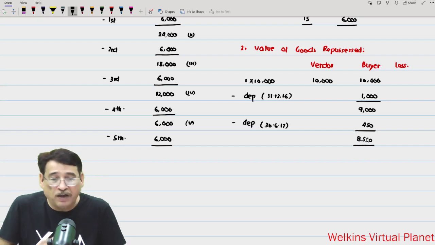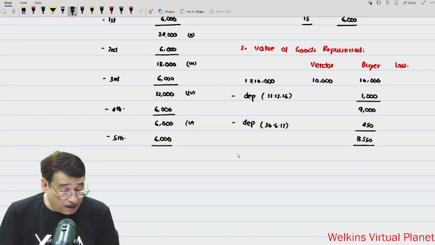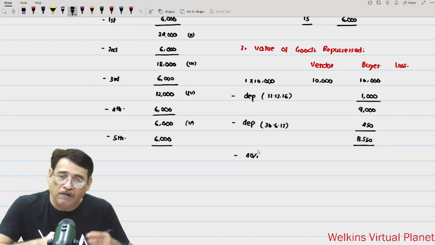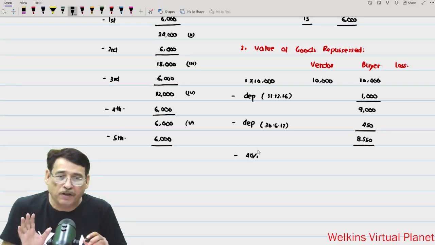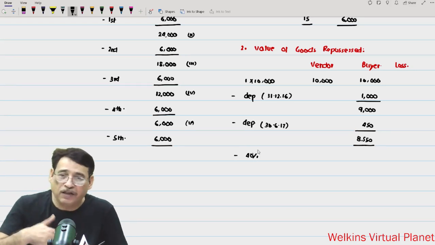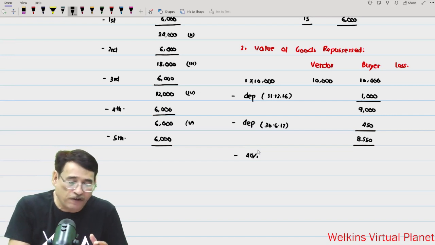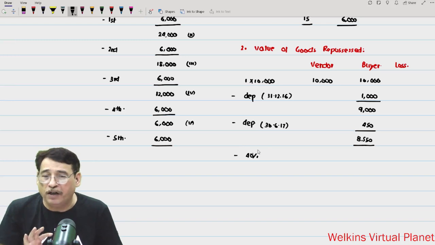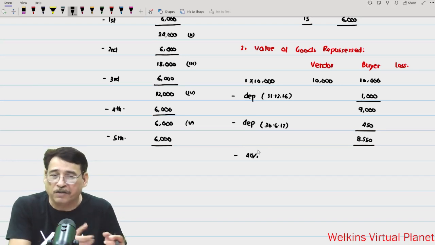However, the vendor simply told less 40%. The vendor is simply telling that whatever is the cash price, I will simply reduce 40% from it. Remember one thing. Once again, I'm trying to tell you the difference here is that in this particular question, the rate of depreciation of the vendor is not given. Don't think that 40% is the rate of depreciation.